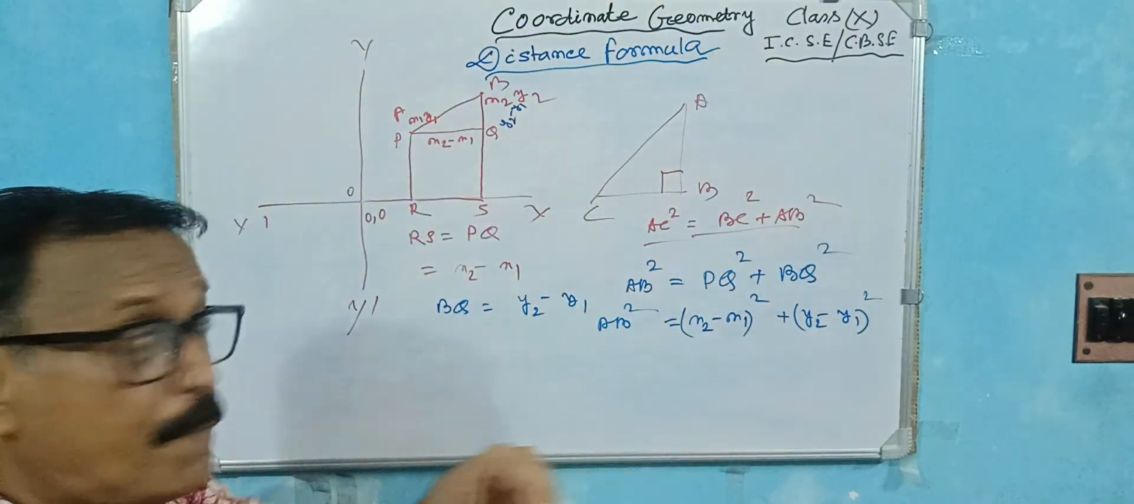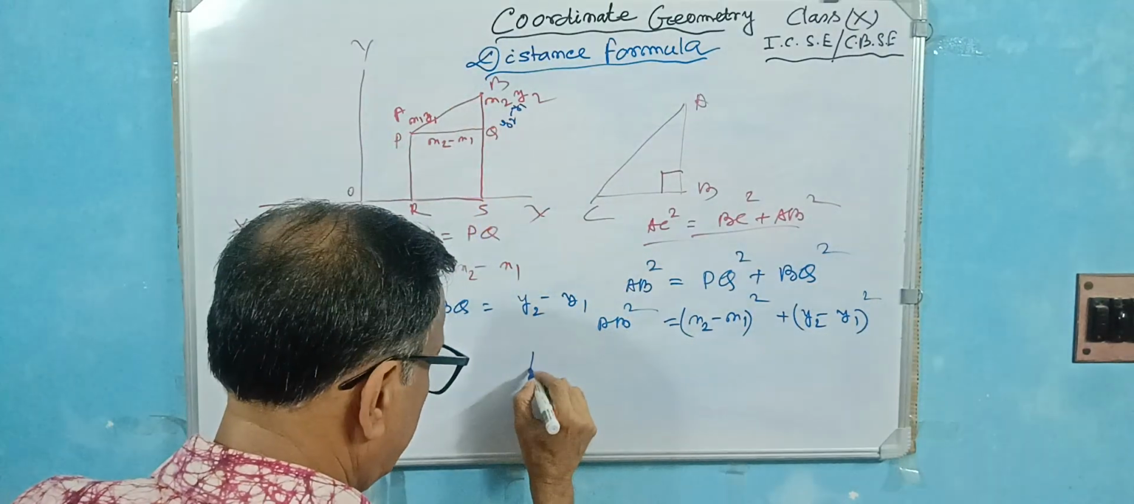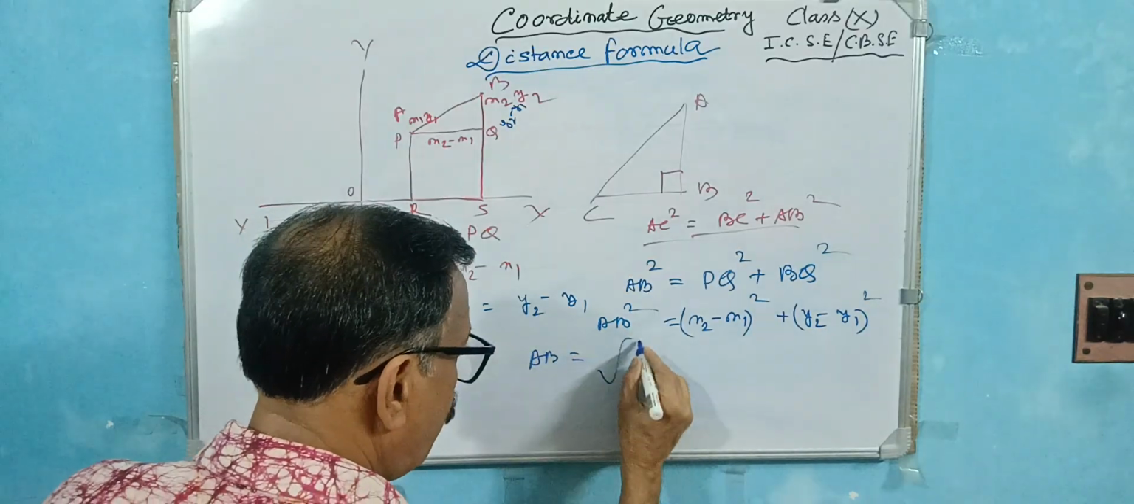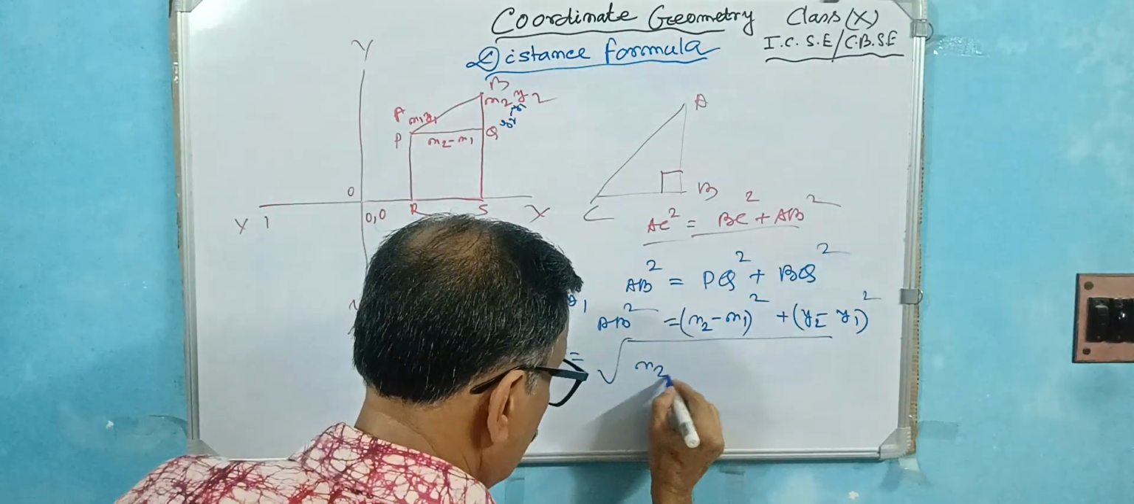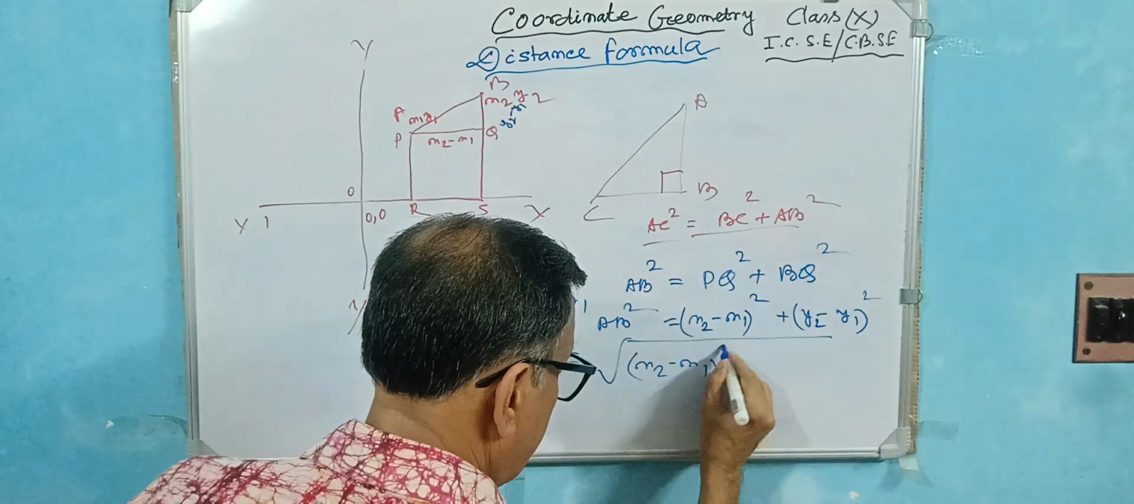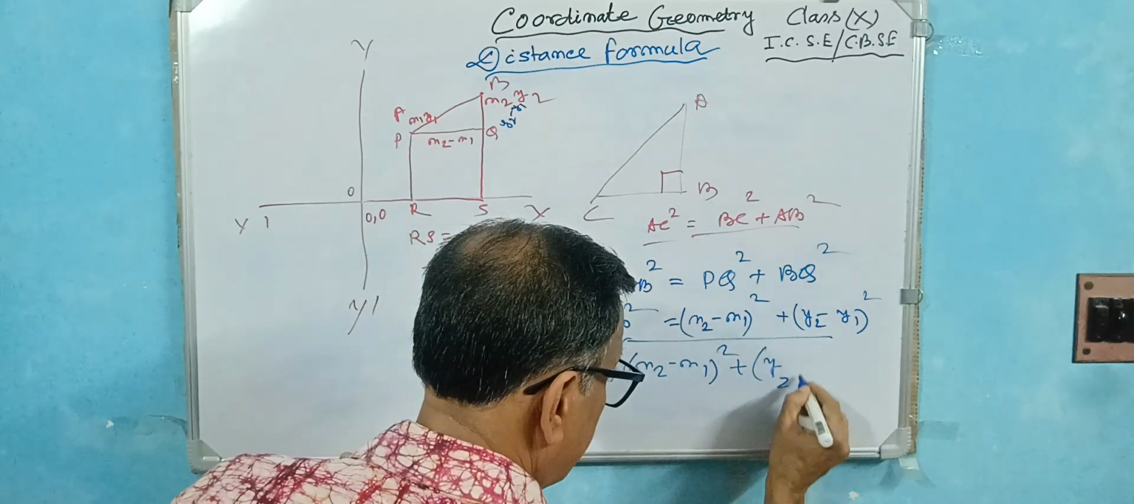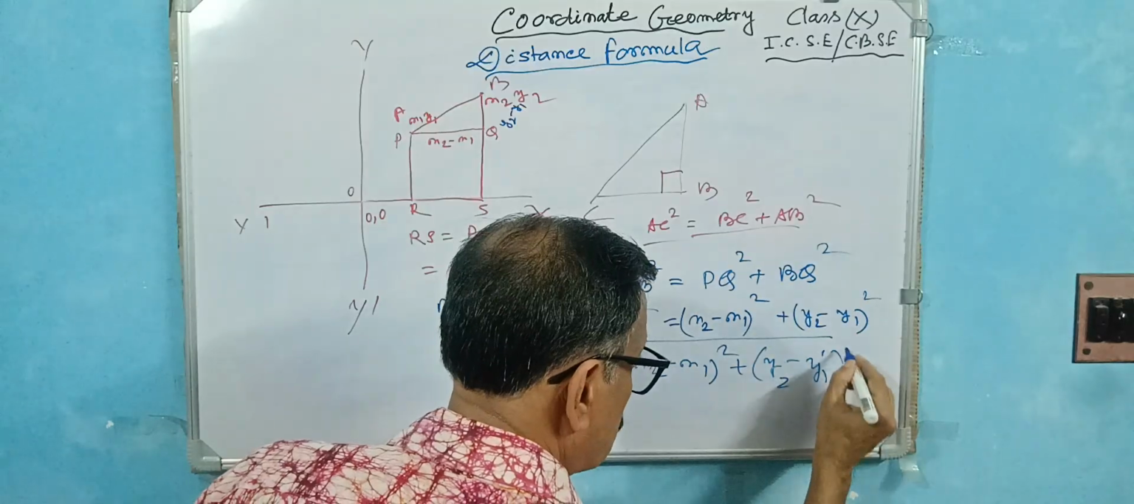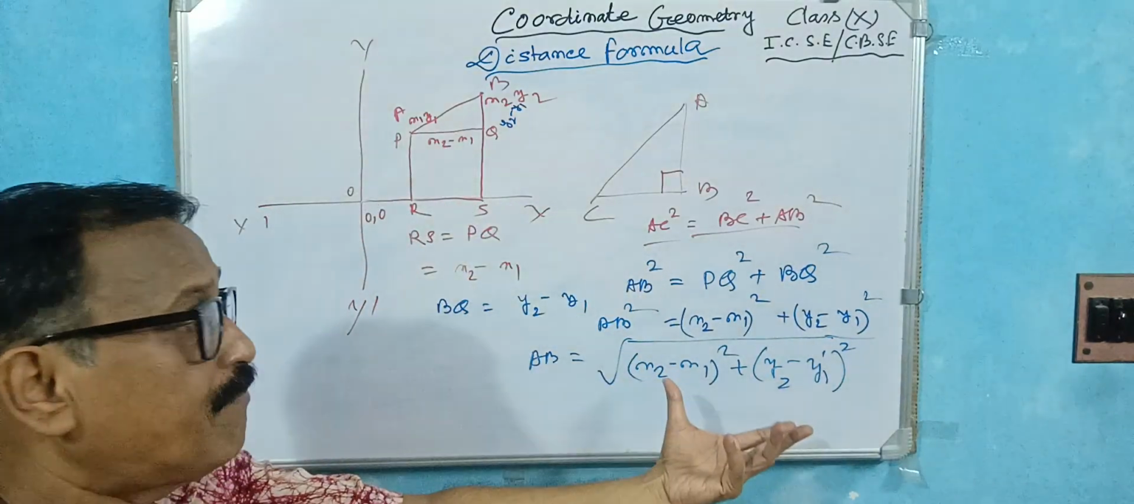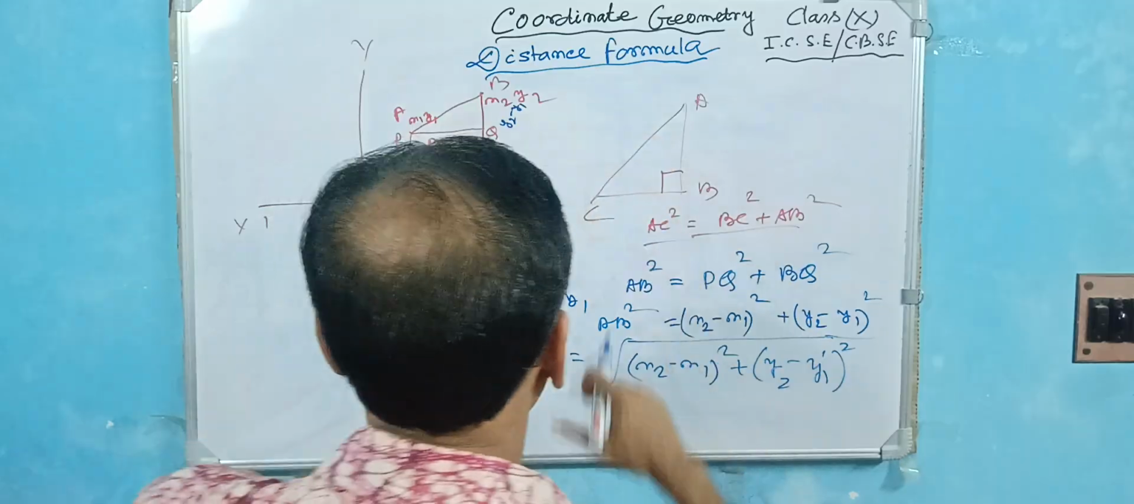So what is the value of AB, the distance of AB? AB is equal to root over of x2 minus x1 whole square plus y2 minus y1 whole square. So that is the distance formula. From there you develop it. Okay?